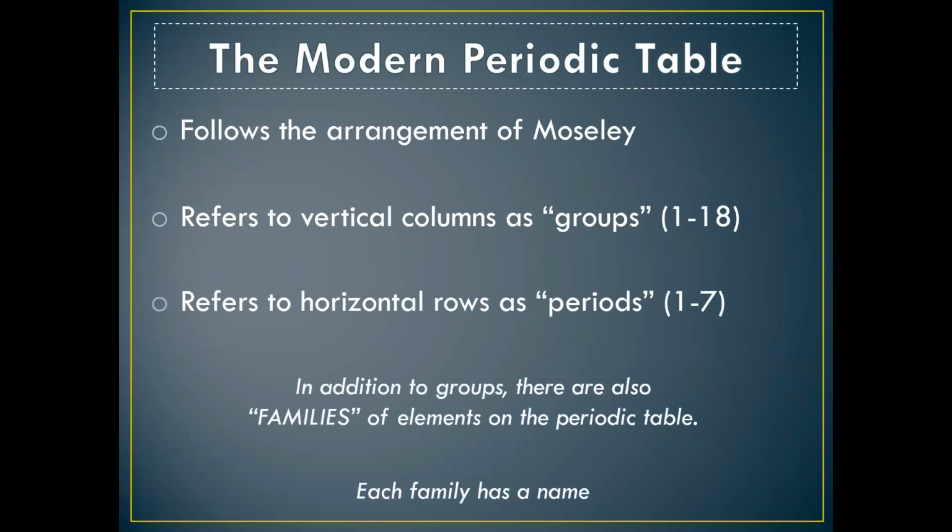So in addition to there being group numbers, group 1, group 2, group 3, we can also say that there are families of elements, because when Moseley rearranged the elements, they were grouped up and down as well by characteristics and properties they had. So there is a group 1, but that group 1 also has a family name, which will be the next part of the chapter.